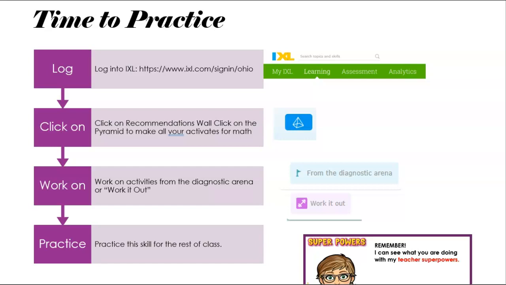Once you do that, I want you to log into your IXL, work on your recommendations wall for your math, okay? Click on the pyramid, and all those cards in the middle will turn to math cards. I want you to challenge yourself so you get to know more math. You get better at math. You work from the diagnostic, look for this, or look for work it out. Or you could say, what's next? There's other little things down here in the corners of your cards that'll tell you what to do.